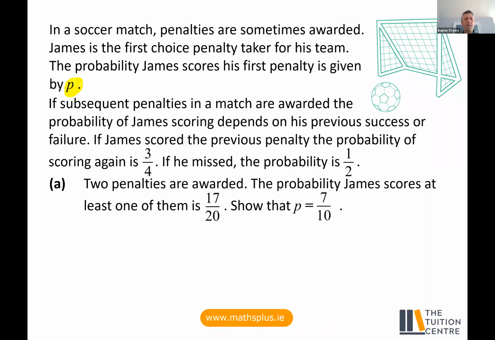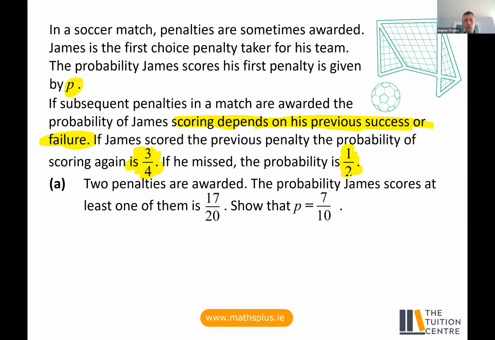If subsequent penalties in a match are awarded, the probability of James scoring depends on his previous success or failure. Makes sense. If he scores the first one, he's confident, so his confidence level might increase the likelihood he scores the second one. In fact, if he scores the first, the probability of him scoring the subsequent one is 3/4. But if he misses the first, the probability he scores the second is 1/2. So if James scores the previous penalty, the probability of him scoring again is 3/4. But if he misses, the probability of him scoring is just 1/2.